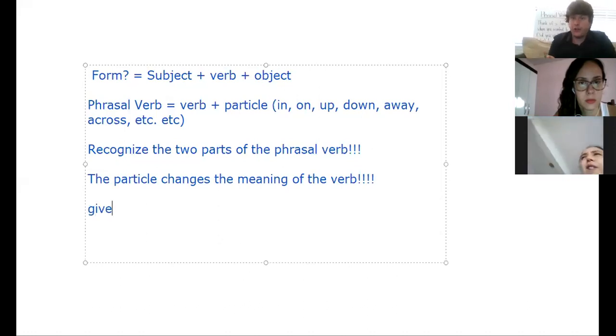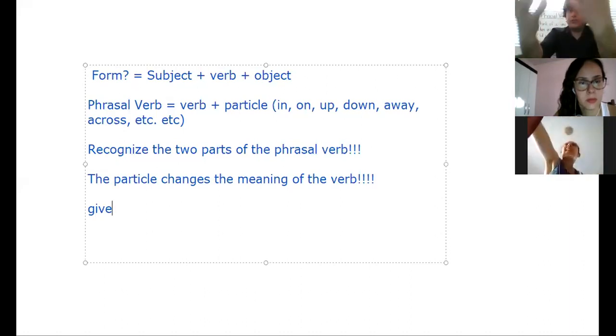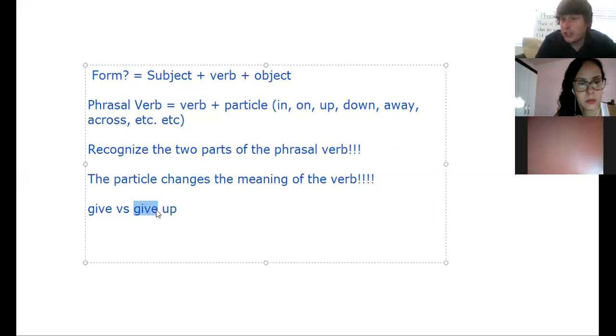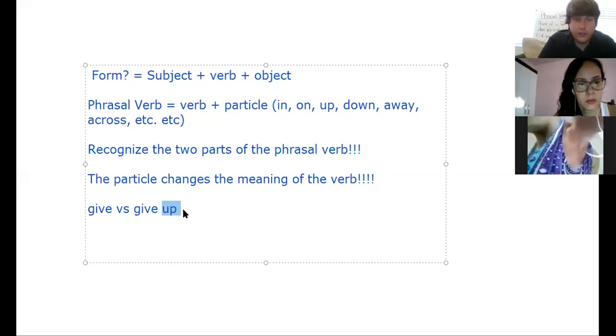So for example, the verb give. Right? I give, you receive. But give up is a completely different meaning. Even though this first word is the same, the particle completely changes the meaning. So these two verbs are not the same. Even though it has the same first verb, the particle changes the meaning. The particle works together with the verb.